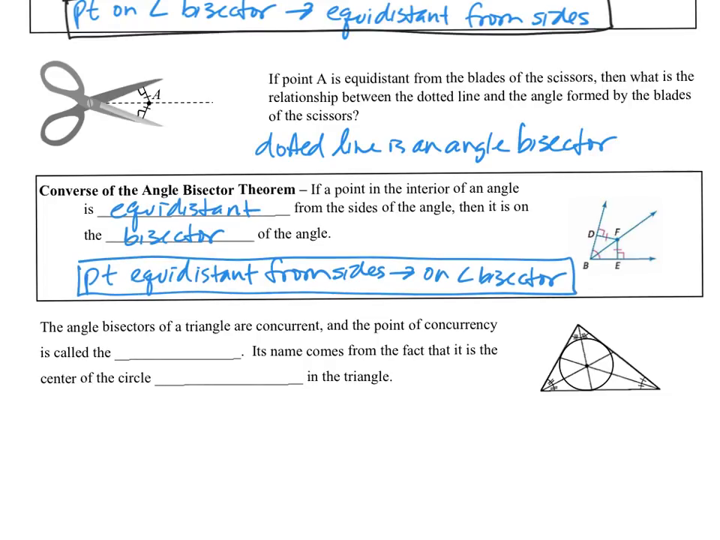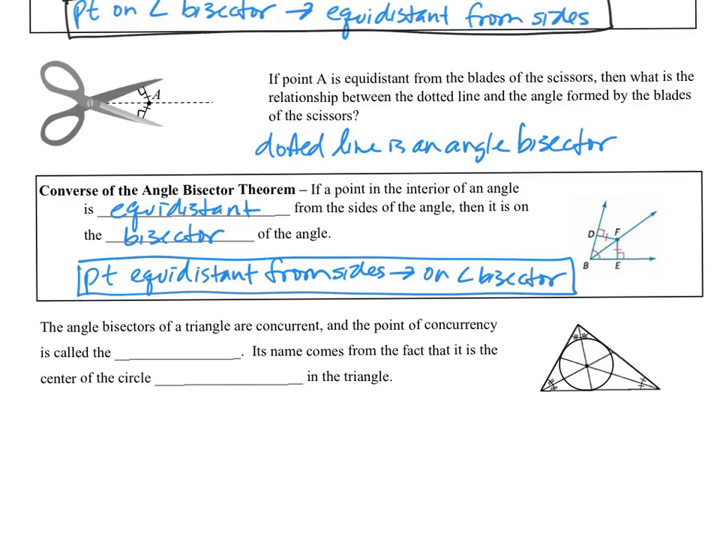So if you take a look at this picture, here we have F. Notice that we've got the distances marked from F to either side of the angle. Notice that those distances are marked congruent. So if those distances are congruent, meaning that F is equidistant from the sides of the angle, then we can conclude that F is on the angle bisector of the angle.